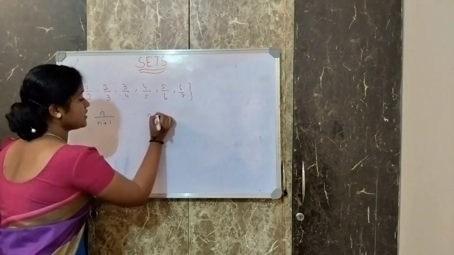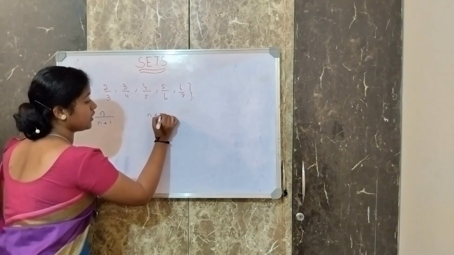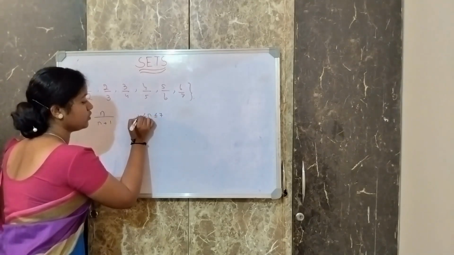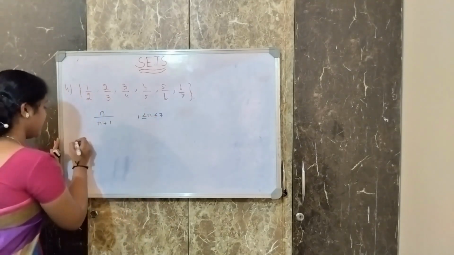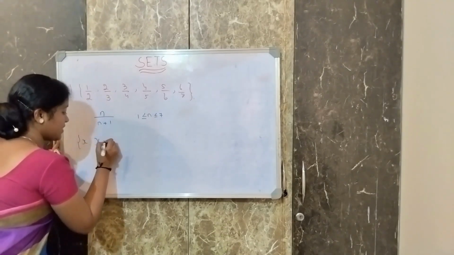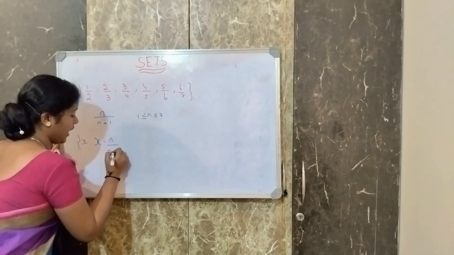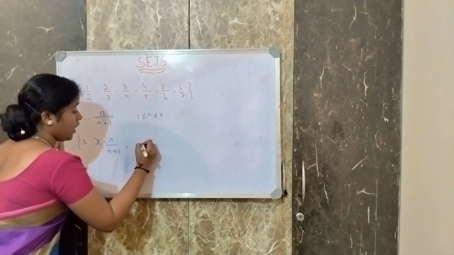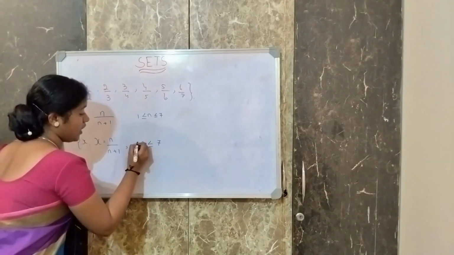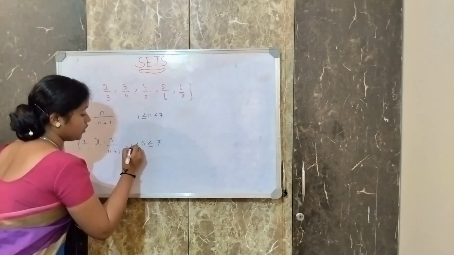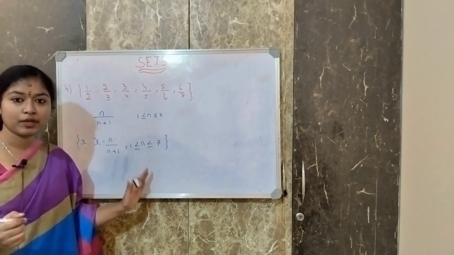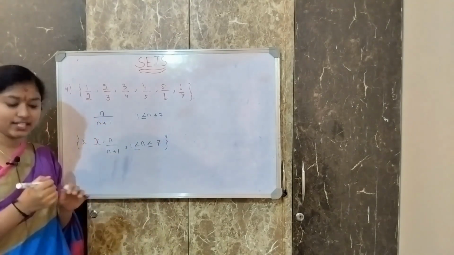So n is less than or equal to the number 7, but n is greater than or equal to 1. So we can write this as the set of all x such that x equals n over n plus 1, where n is less than or equal to 7 but greater than or equal to 1, or you can even say that n runs from 1 to 7, both are the same.